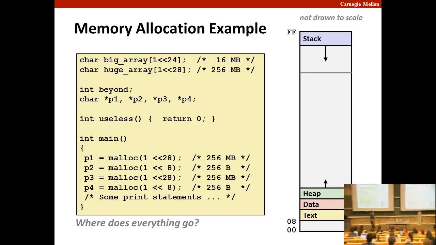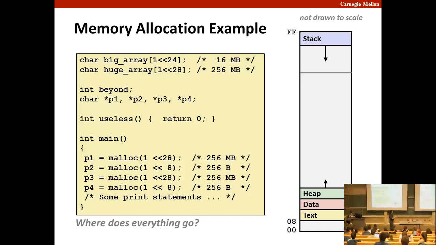If we take a look at this, big array is a global. Huge array is a global. Beyond is a global. P1, P2, P3, and P4 are globals. They're all defined outside of functions. Having said that, what P1, P2, P3, and P4 point to, these are pointers. The pointers are globals, but what they point to is on the heap, because it's allocated by malloc.